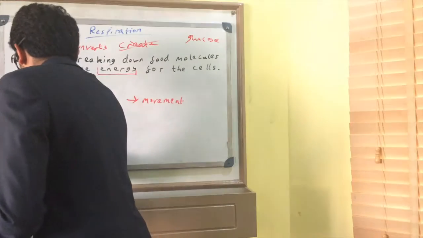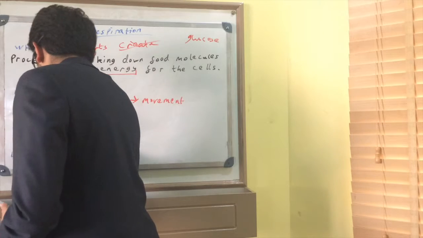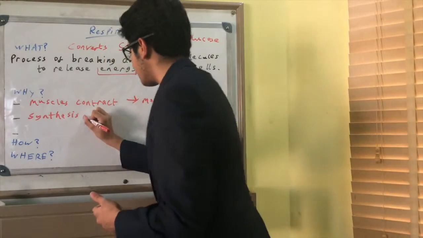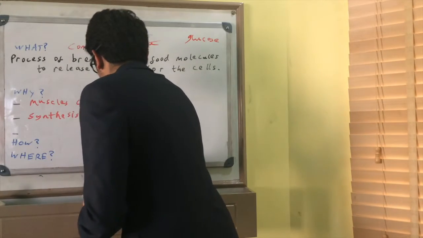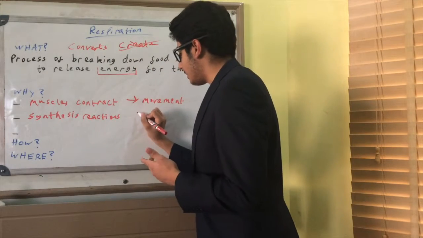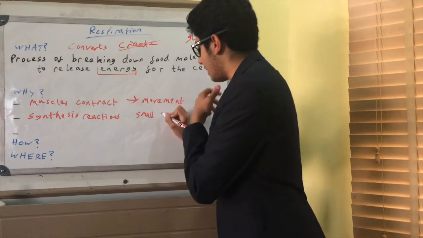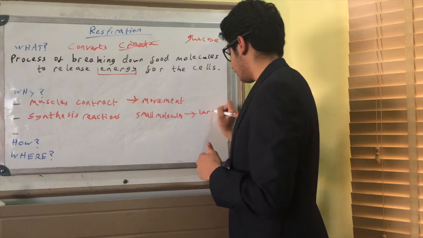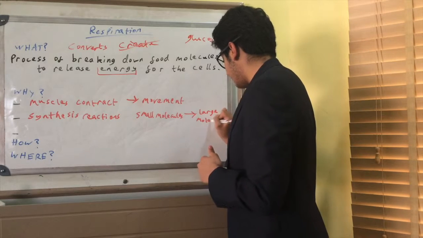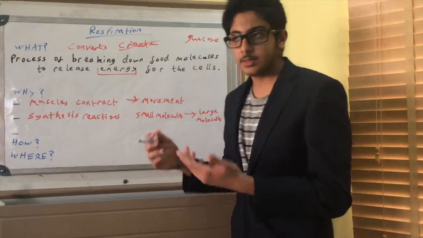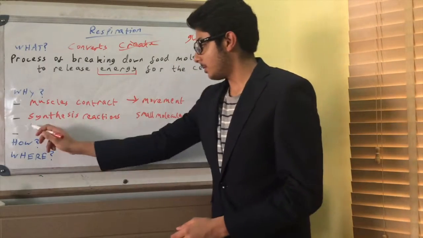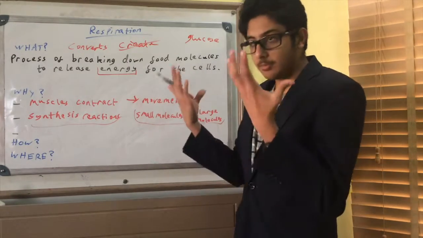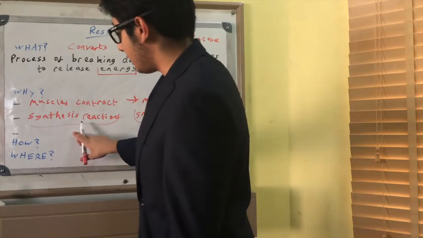Also, synthesis reactions. Synthesis reactions are basically reactions for building, like making you grow. This is done by making large molecules from small molecules. An example of this is amino acids to proteins. So we've got synthesis reactions, small molecules to large molecules. Building reactions.